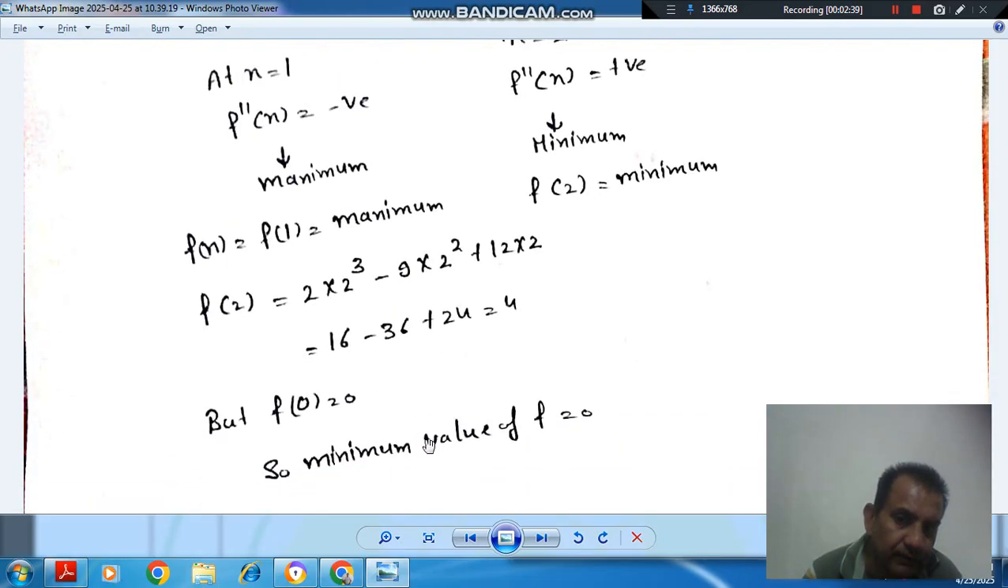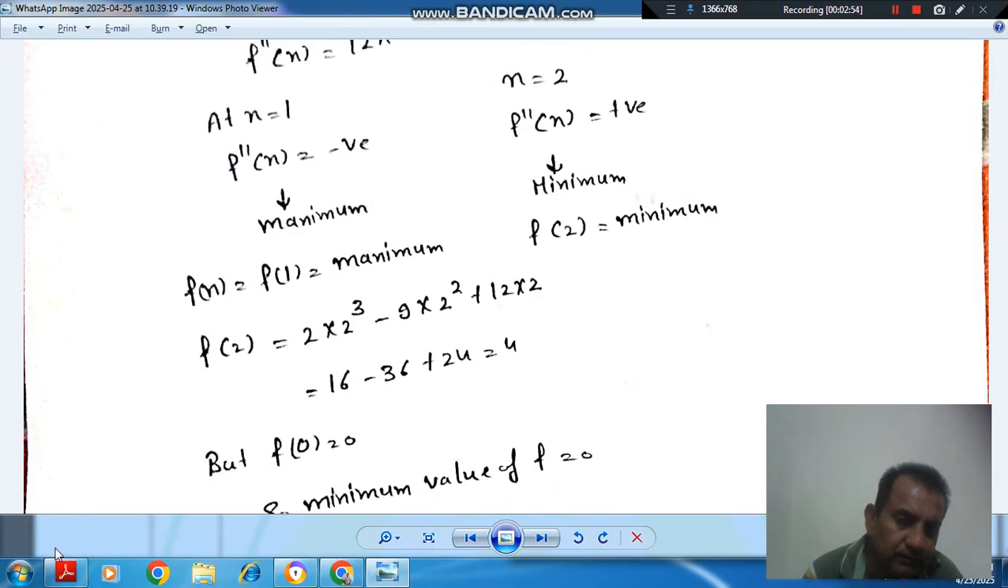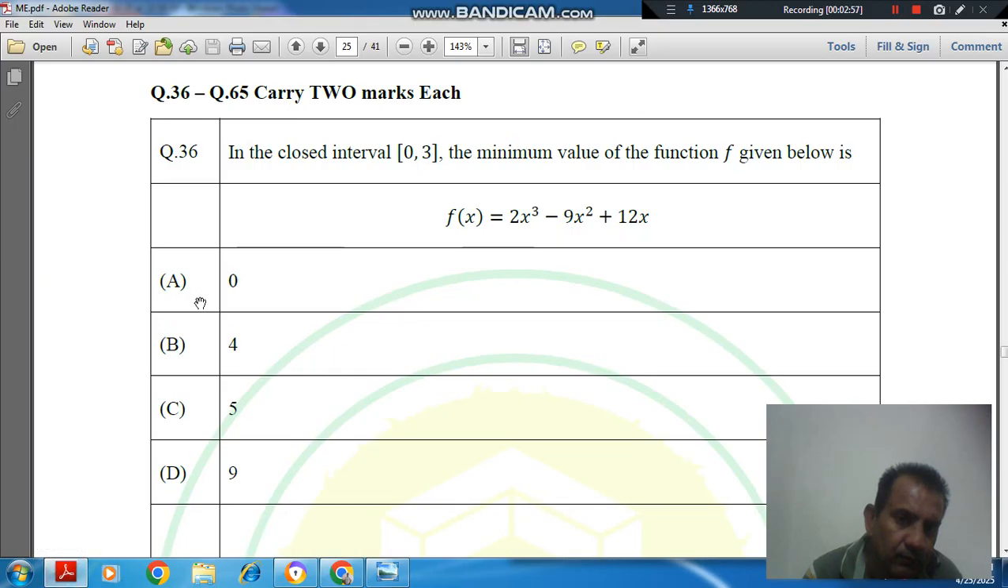So the answer is, minimum value of f is 0. So this is local minima. This can be local minima, but absolute minima is this at x equal to 0. So answer is option A.